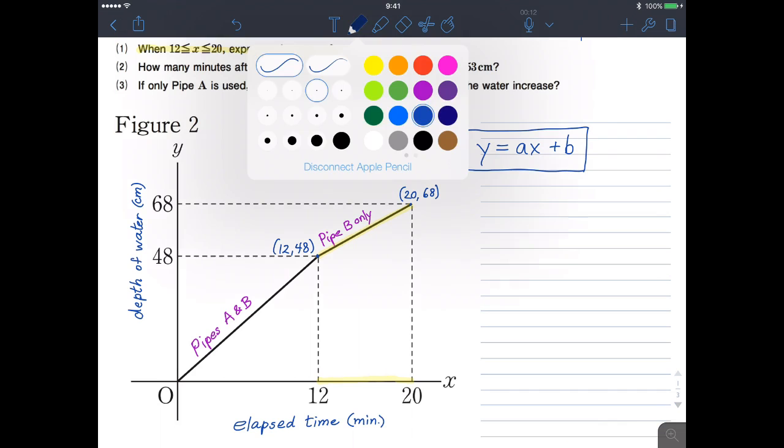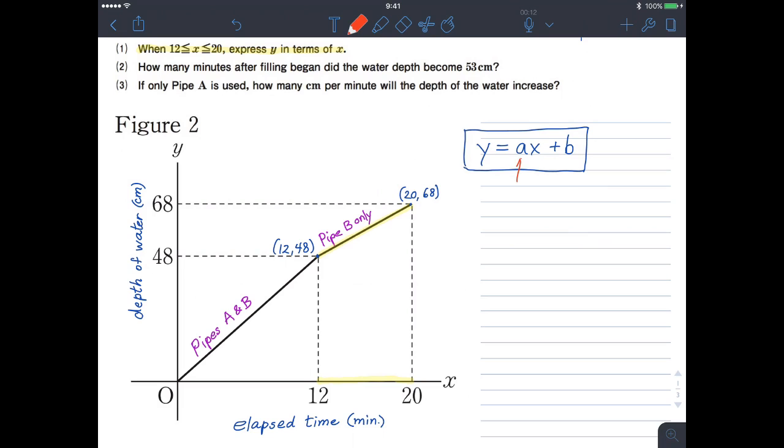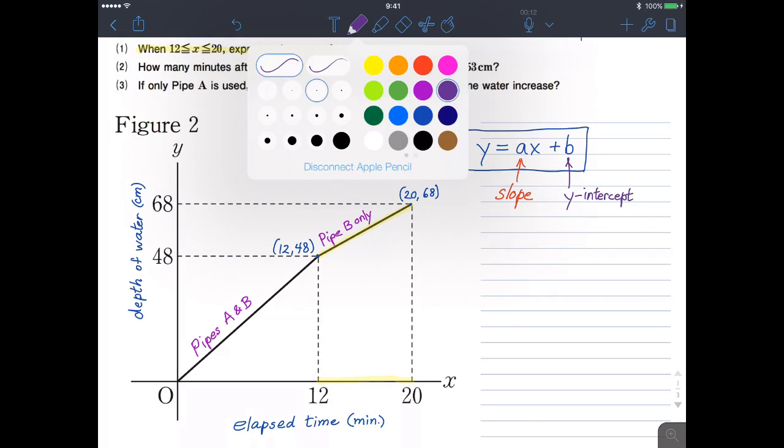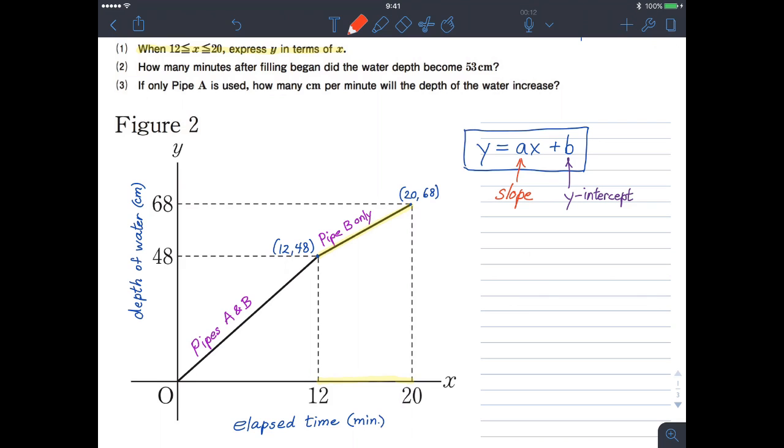And you may recall that a refers to the slope of the line, and b is the y-intercept. So we need to find both a and b in order to solve this problem. So first, let's focus on slope. Slope is rise over run, which is another way of saying the change in y over the change in x.